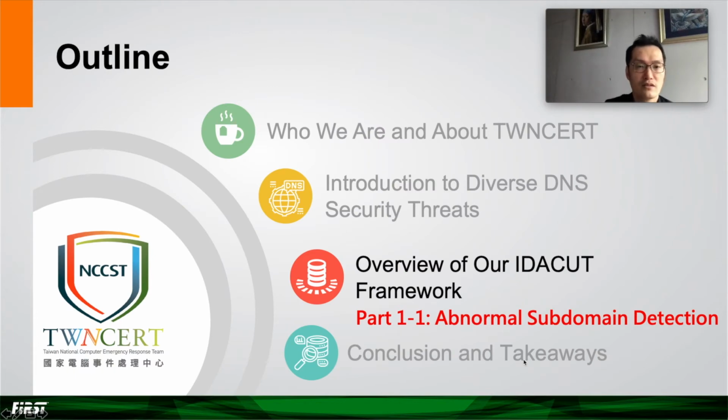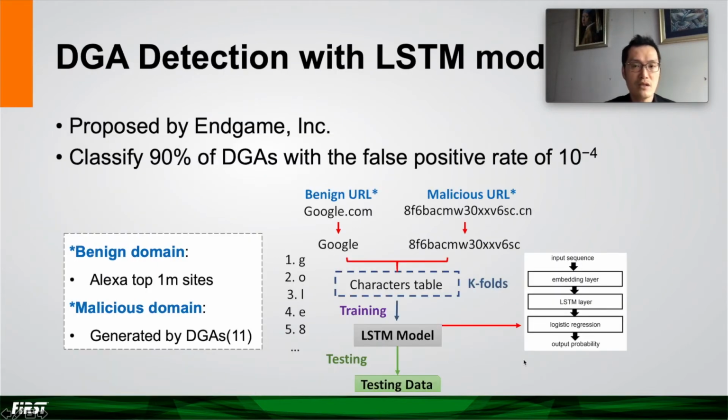Okay, let's go through part 1, abnormal subdomain detection. As we mentioned earlier, the major feature to identify DGA domains is the pseudo-random domain. So, in order to detect DGA-based subdomains, we leverage a long short-term memory neural network model. The detection method was proposed by the Endgame company.